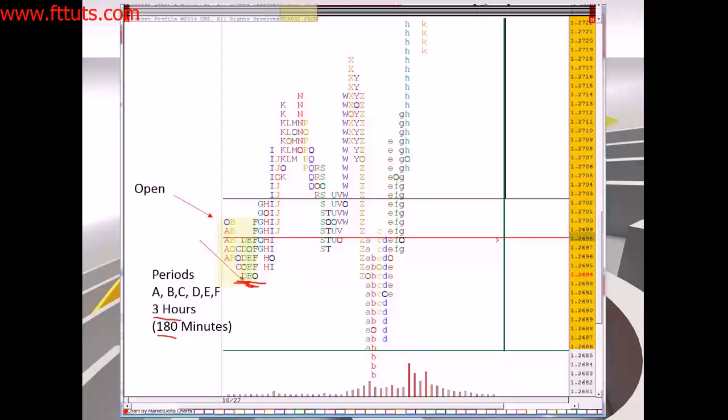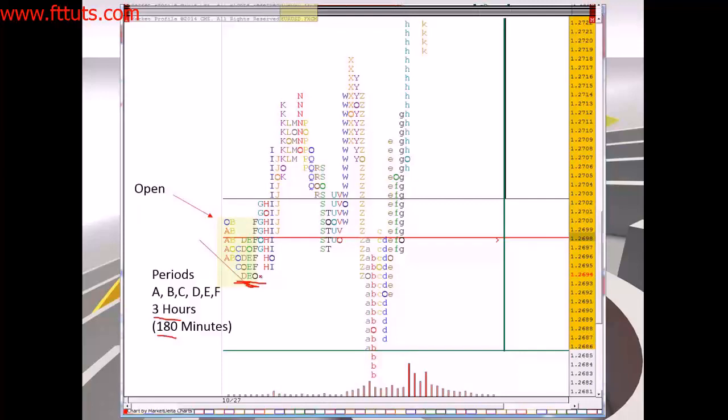We actually begin to see support, 3 different periods that tried to test this level but did not penetrate it. So obviously there was some buyer here that was interested, and yet it was not a strong buyer, because while prices did not continue to drop, it didn't take them much further up.